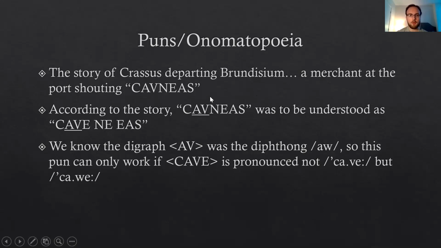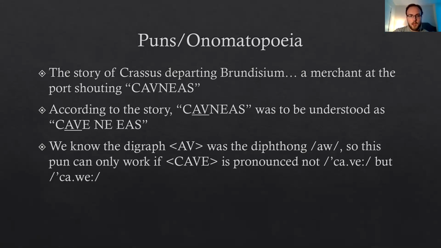And according to this very popular story, in this word cauneas, if Crassus had actually been paying attention to what was being shouted as he was leaving Brundisium, he would have actually understood that he shouldn't have departed for Parthia, because Parthia is where he would die. And he would have understood this because if he'd taken a moment to listen to cauneas, he would have actually heard a hidden warning, cave ne eas. And in Latin, this means like don't leave, basically. Literally, it's like, beware that you not depart. So it's basically the merchant actually telling him, don't leave for Parthia.